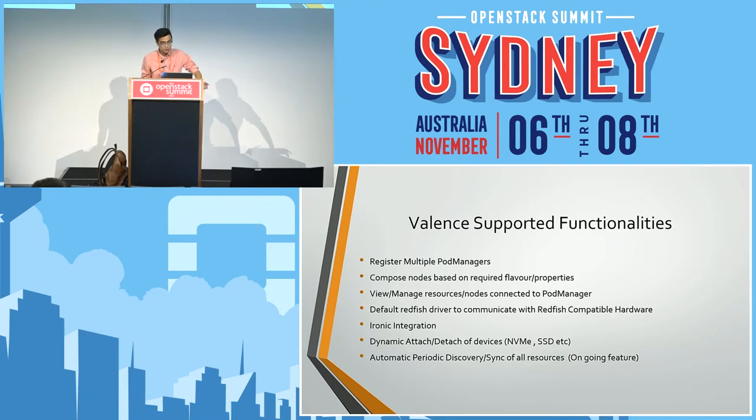As I mentioned before, it allows users to compose a node according to the required flavor or property. Users can also get all the RSD resource details through the Valence Query API, and it will use the default Redfish driver to communicate with the Redfish hardware. The Ironic integration, as I mentioned before, helps users register the node into Ironic, and even after the node is composed, the user still has a chance to update or upgrade the node, like attaching or detaching more devices to the composed node.